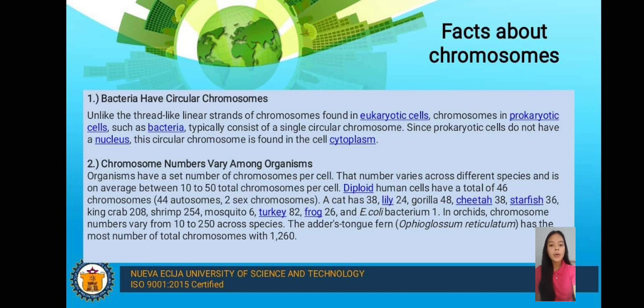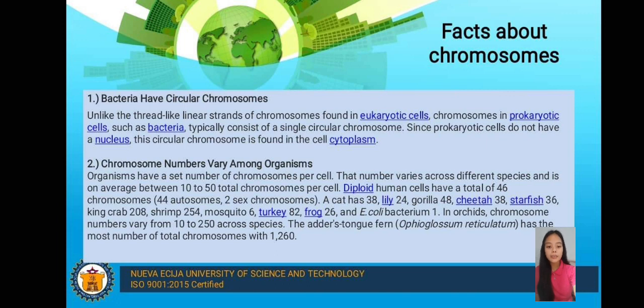Number 2, chromosome numbers vary among organisms. Organisms have a set of chromosomes per cell. That number varies across different species and averages between 10 and 50 total chromosomes per cell. Diploid human cells have a total of 46 chromosomes: 44 autosomes and 2 sex chromosomes.